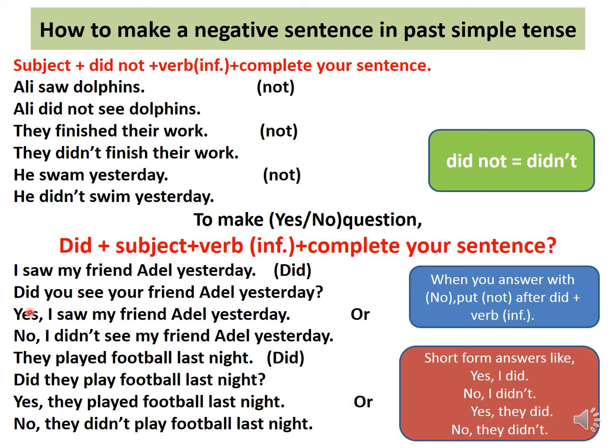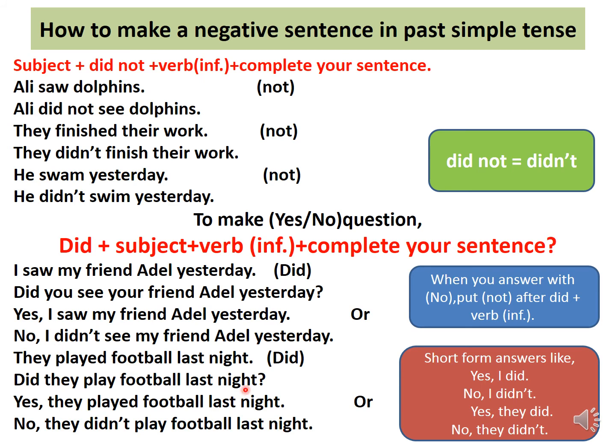Yes, I did. Short form. Or you can write a complete form. Yes, I saw my friend Adil yesterday. If you want to say no, no, I didn't. Or no, I didn't see my friend Adil yesterday. So after didn't, put the verb in infinitive. If you have did, also the verb in infinitive.